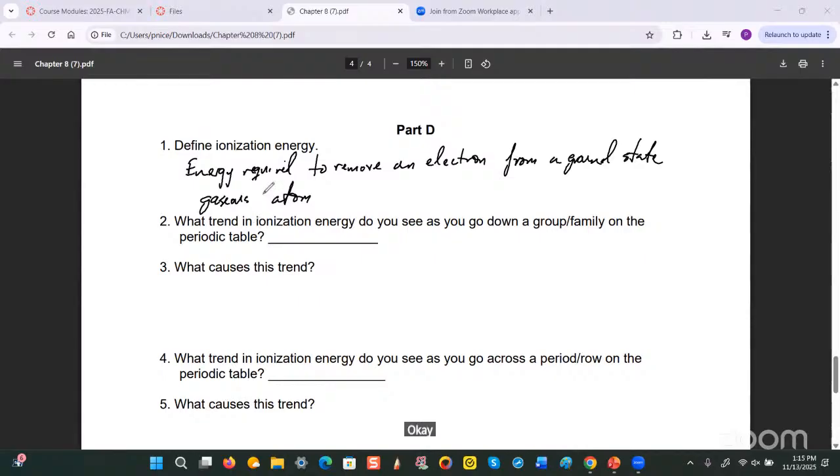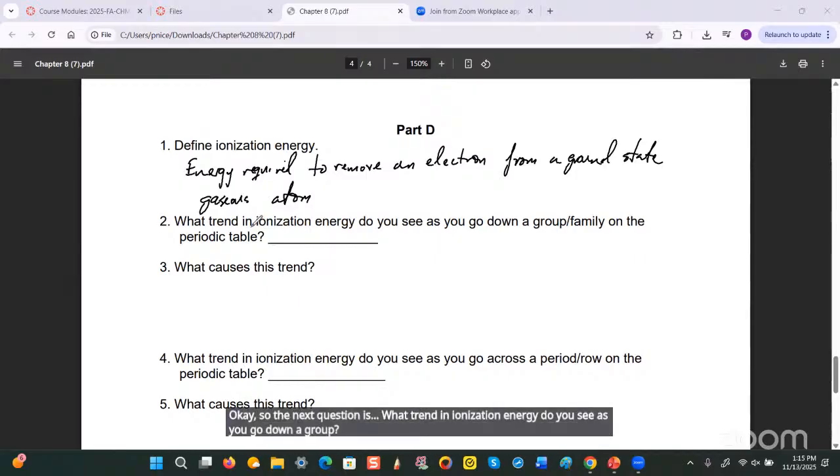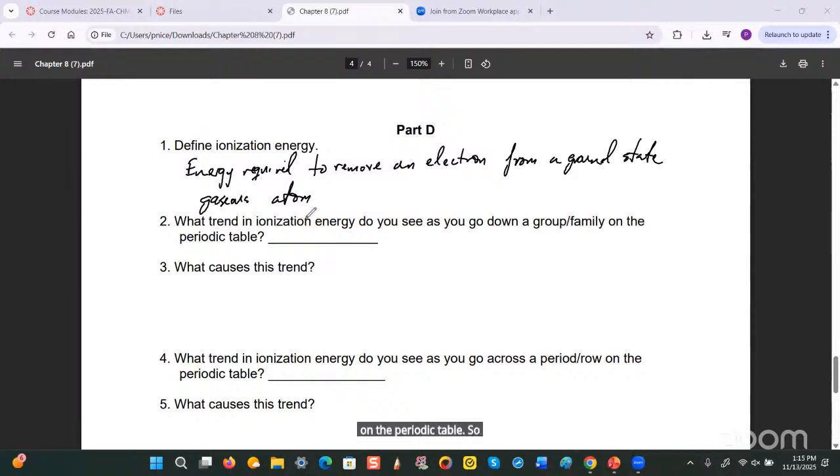Okay, so the next question is, what trend in ionization energy do you see as you go down a group on the periodic table? Is it increasing or decreasing? Decrease, exactly. Okay, so the next question is, what causes this trend? Why is it that as you go down the group, there is a decrease in the first ionization energy?